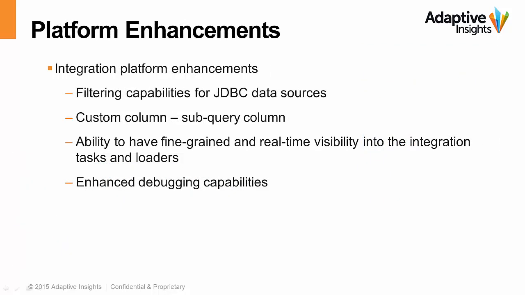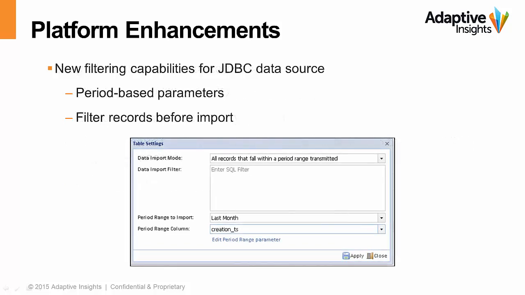Let's now review the platform enhancements, which cover a broad range of aspects around importing and transforming data and managing the tasks as you go through the process of integrating data into Discovery Enterprise. Filtering capabilities have been expanded for the JDBC data source, one of the data sources available in adaptive integration. Filtering on records can now be performed based on time periods prior to the importing of data.